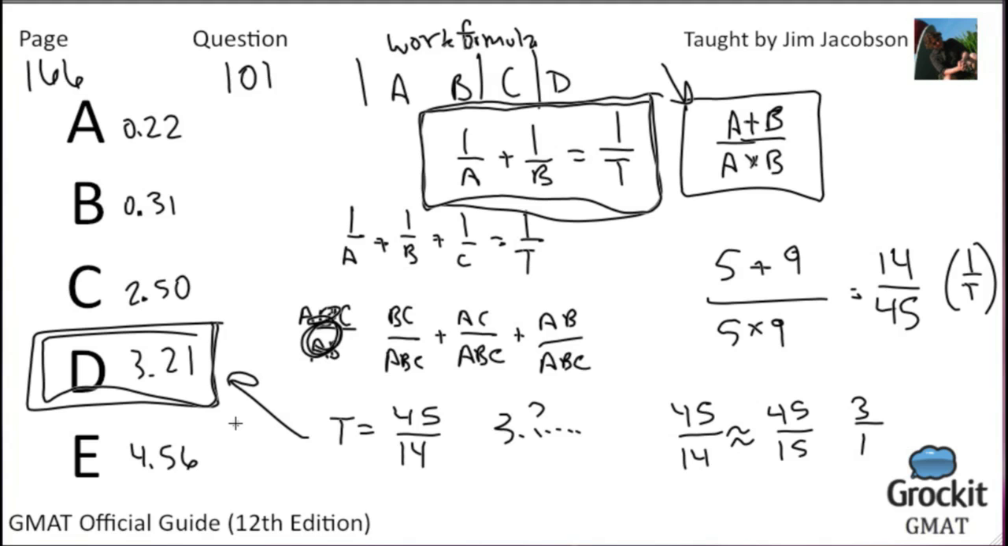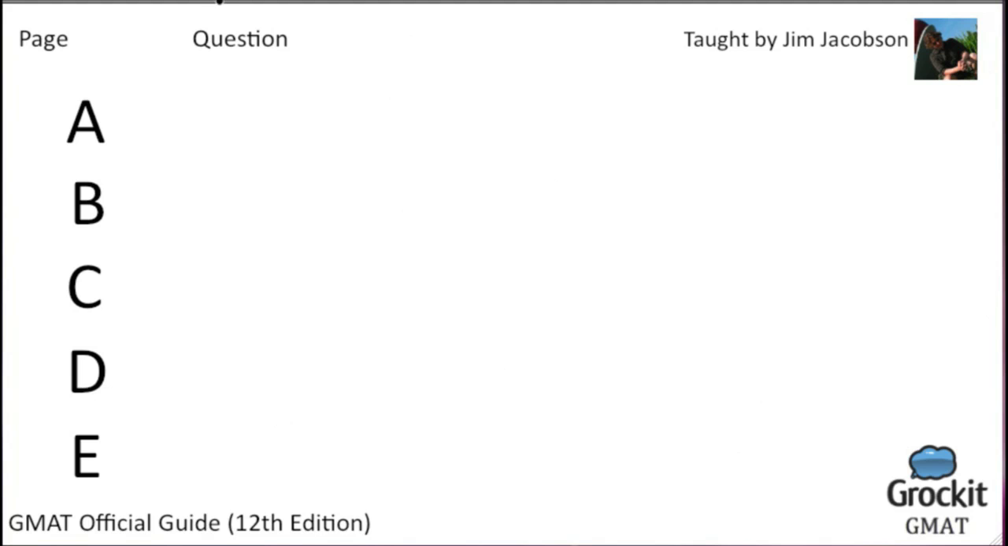What's this next one look like? I think we have time to do one last one before we finish up. Page 166, number 102. So we have as our answer choices 40, 60, 80, 100, and 120. So if a square mirror has a 20-inch diagonal, what is the approximate perimeter of the mirror in inches?